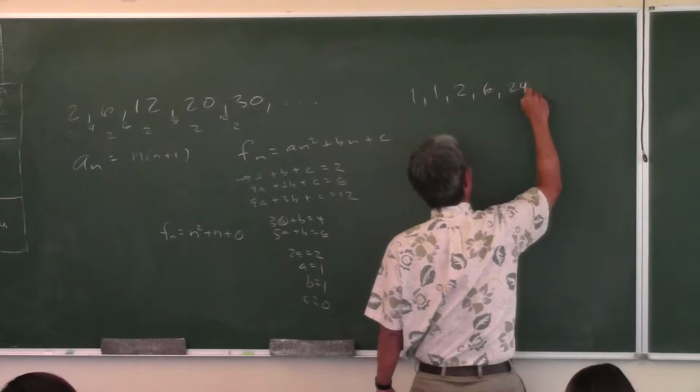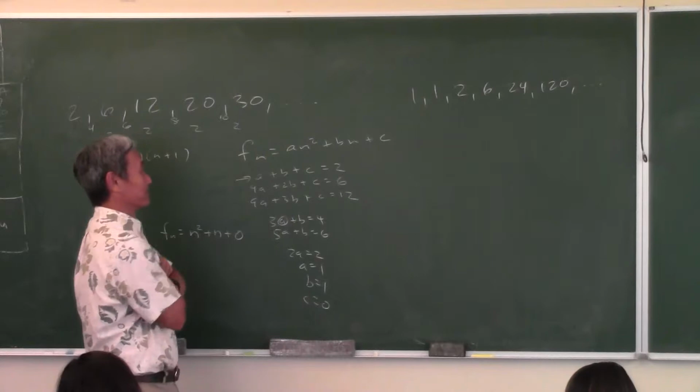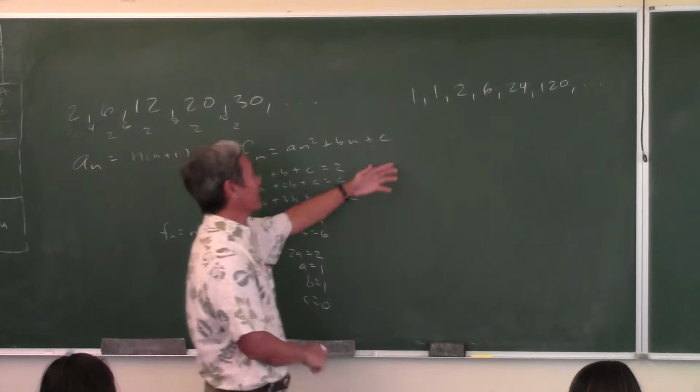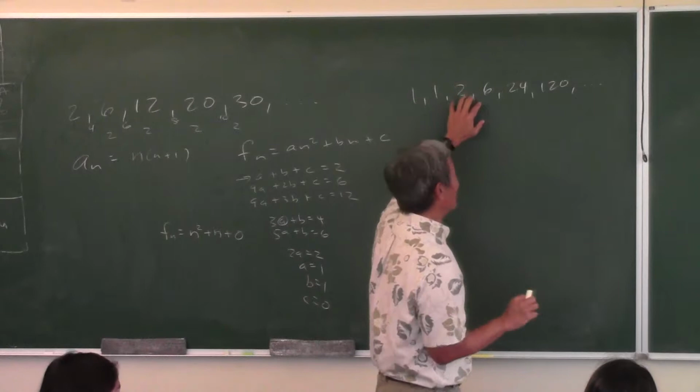Okay, elementary school. What is the next term in the sequence? Okay, what's the pattern here? Multiply by 1, multiply by 2, multiply by 3, multiply by 4, multiply by 5, so it will be multiplied by 6, 720.